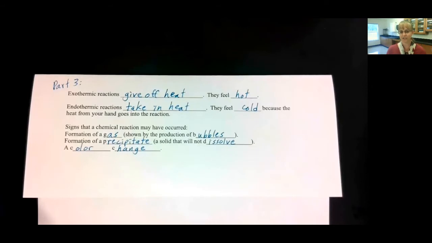Next is a color change. Now, not all color changes indicate a chemical reaction, but most of them do. There are some physical reactions that do change color. For example, a rock of yellow sulfur, when it melts, will actually turn into a red liquid, but melting is a physical change. But most color changes indicate a chemical change.